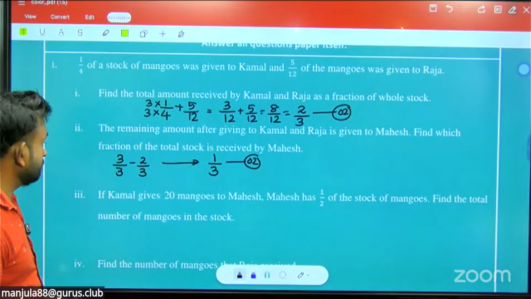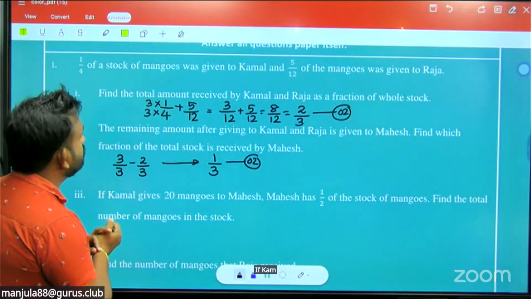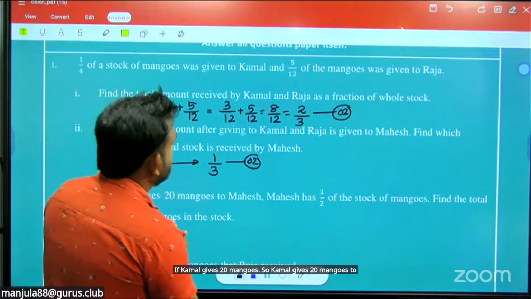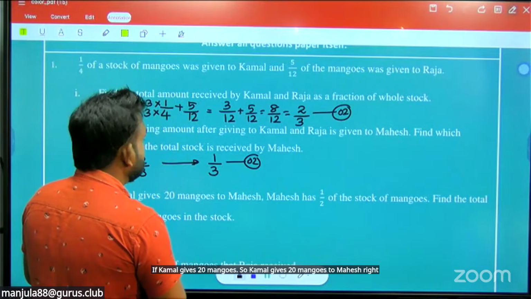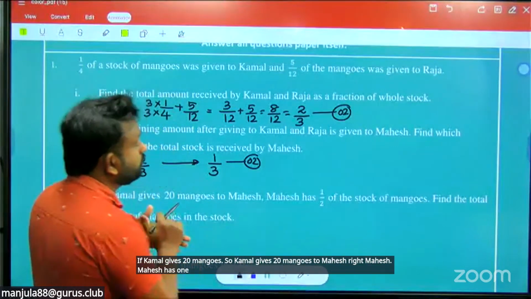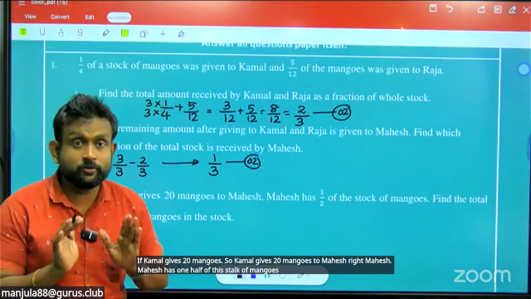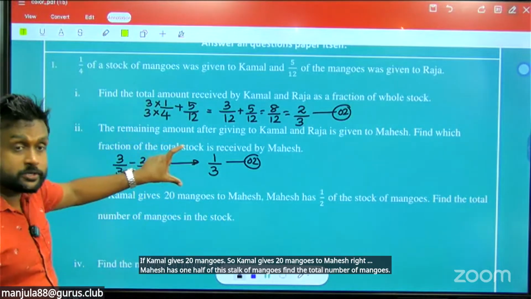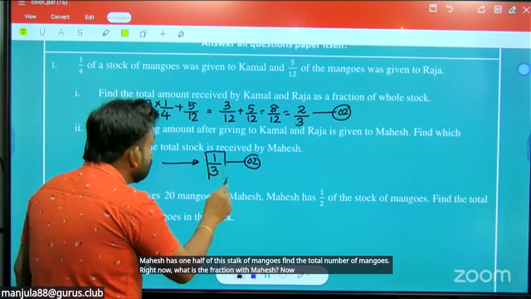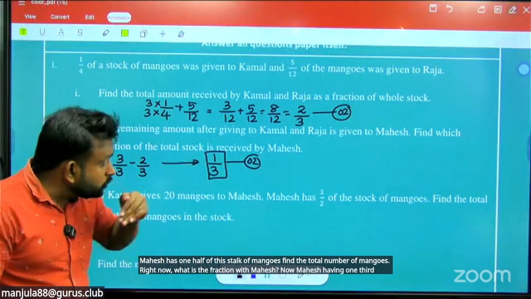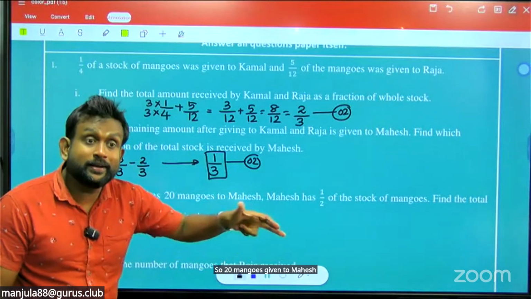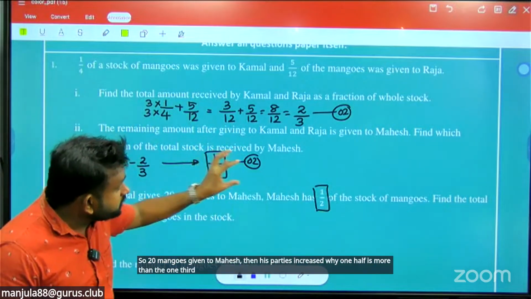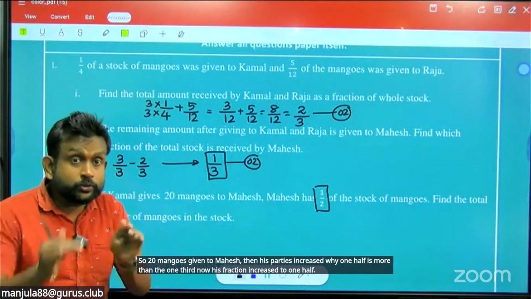Okay, right. Kamal gives 20 mangoes to Mahesh, right? Then Mahesh has 1/2 of the stock of mangoes. Find the total number of mangoes. Right now, what is the fraction with Mahesh? Now Mahesh has 1/3. So 20 mangoes given to Mahesh, then his part is increased. Why? 1/2 is more than 1/3. Now his fraction increased to 1/2 due to that 20 mangoes.